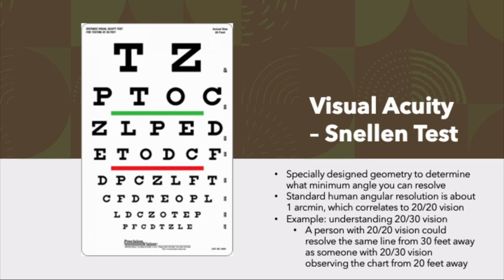This is a slightly confusing system to use at first, but to understand it, think about this example. A person with standard 20/20 vision could resolve the same line on the chart from 30 feet away as someone with 20/30 vision observing the chart from 20 feet away.